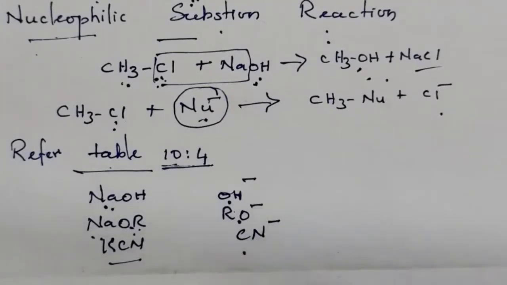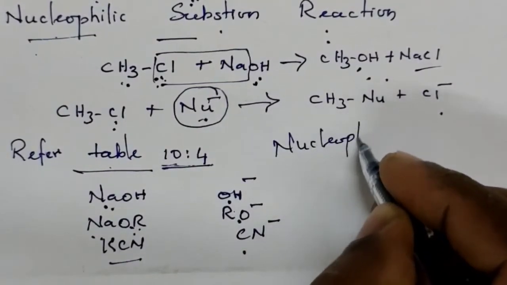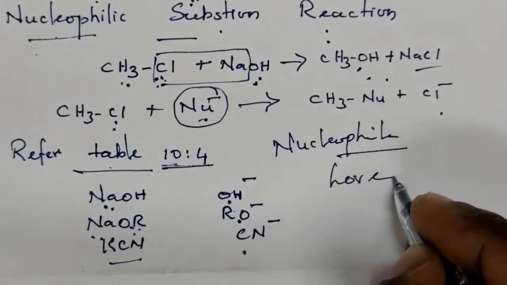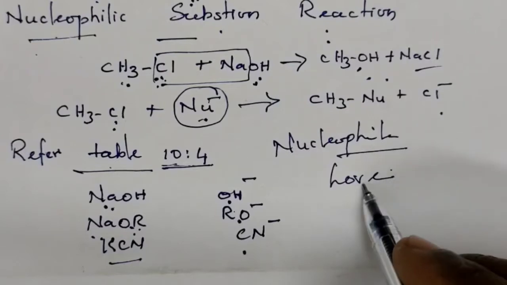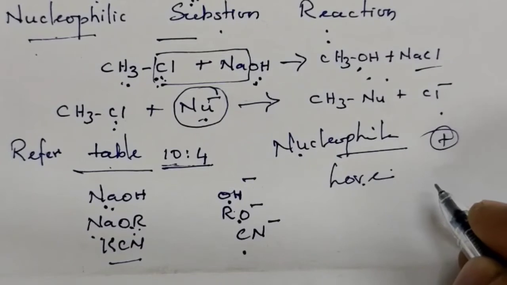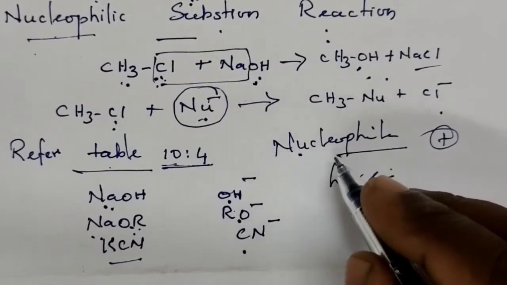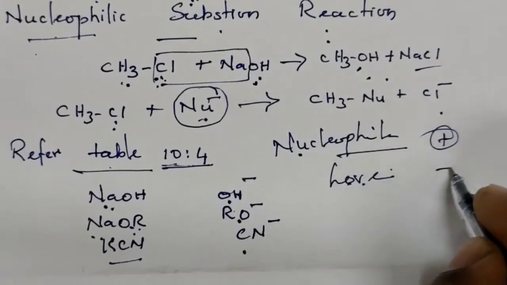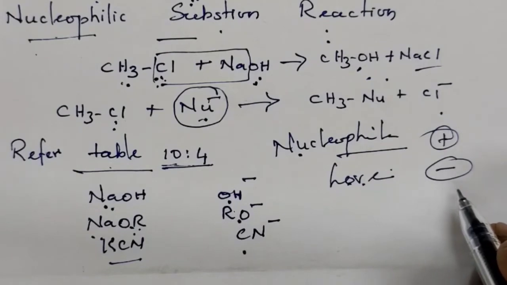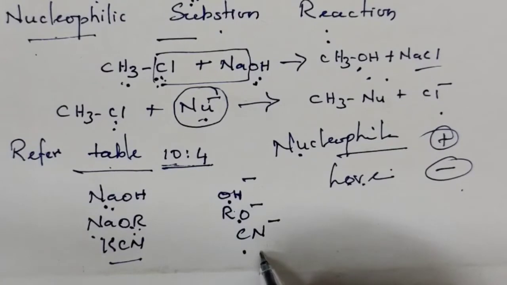So what do we mean by nucleophile? The word meaning: phile means love, so the word meaning is one who loves the nucleus. You all know the nucleus is positively charged due to the presence of protons. So one who loves the nucleus must be negatively charged. Those species which have a negative charge are called nucleophiles. So these are all nucleophiles.